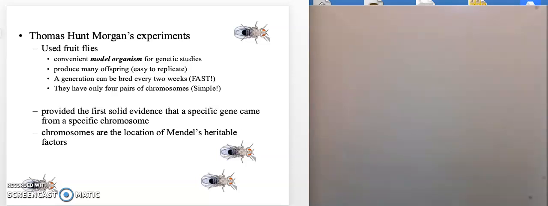Second of all, they have a very large brood size. They have many offspring at a time, and they can go from generation to generation very quickly. It only takes 2 weeks to go from egg to sexually mature adult. Also, they make good genetic model organisms because they have only 4 pairs of chromosomes. Doing genetics in humans, where we have 23 different pairs of chromosomes, is a lot more complicated. So the first experiments were using fruit flies as model organisms.